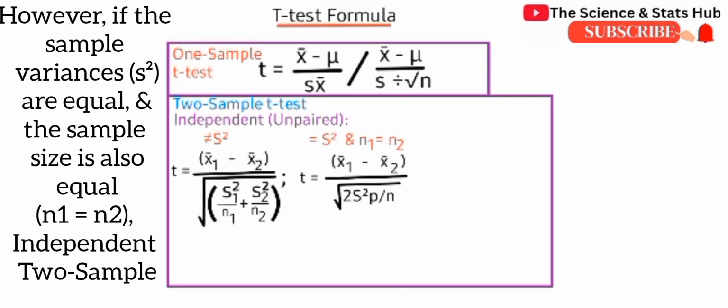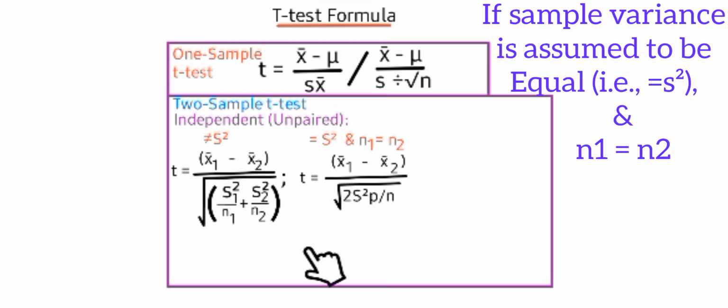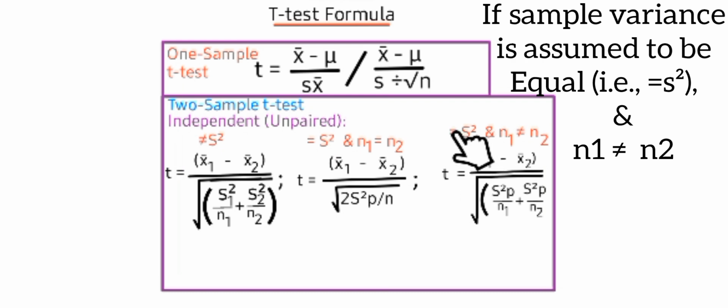However, if the sample variances are equal and the sample sizes are also equal, the independent two sample t-test formula will be slightly different, as pooled variance calculations will be used. Therefore, if the sample variance is assumed to be equal and sample size equal, this formula will be adopted in calculating t: mean of first group minus mean of second group divided by square root of 2 multiplied by pooled variance divided by n. On the other hand, when sample variance is equal while sample size is unequal, we adopt this formula in calculating the t: mean of first group minus mean of second group divided by square root of pooled variance divided by n1 plus pooled variance divided by n2.